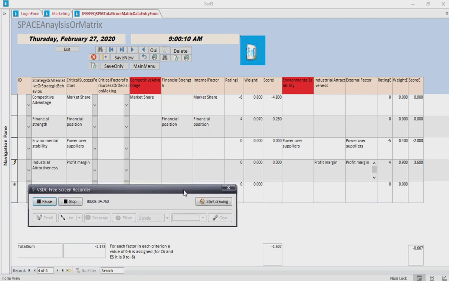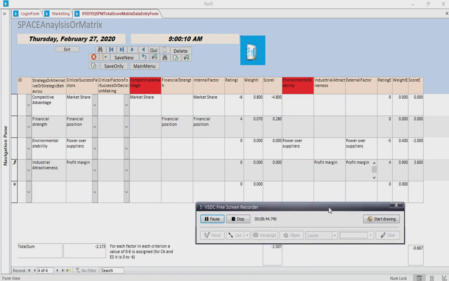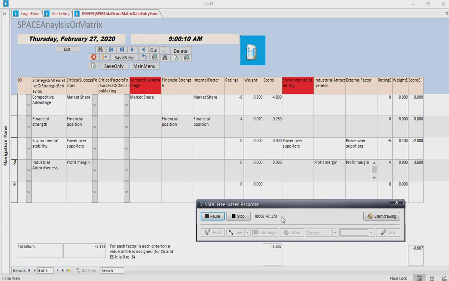So the total sum is negative 2.173. For the internal factor it is negative 1.507. For the external it is 0.607. Now we have to find the total sum for each of the factors: competitive advantage, financial strength, environmental stability, and industrial attractiveness. Now let us go to the reports.